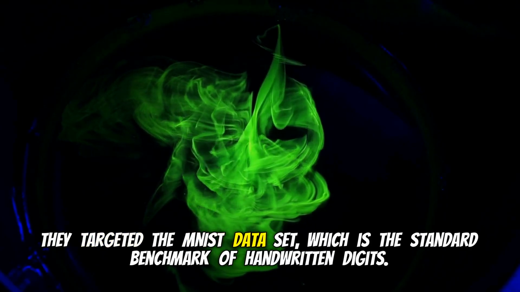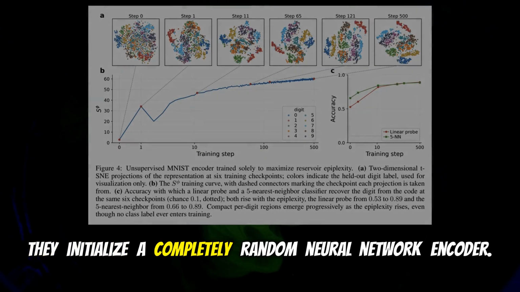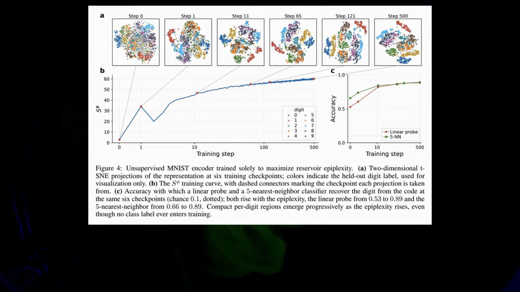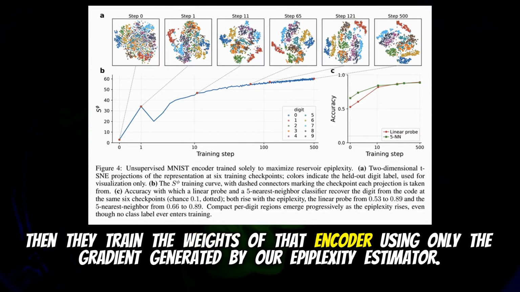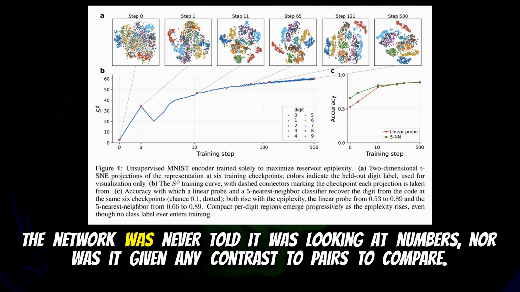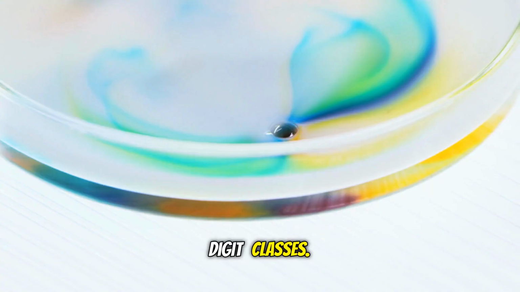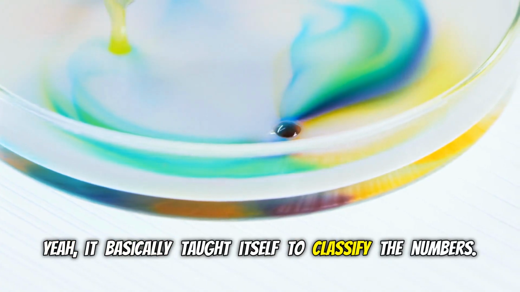They targeted the MNIST dataset, which is the standard benchmark of handwritten digits. Right. They initialize a completely random neural network encoder. Then they train the weights of that encoder using only the gradient generated by our Epiplexity estimator. No labels were provided whatsoever. Zero labels. The network was never told it was looking at numbers, nor was it given any contrastive pairs to compare. But despite zero supervision, the latent space organically separated into 10 distinct clusters, corresponding to the 10 digit classes. Yeah, it basically taught itself to classify the numbers.